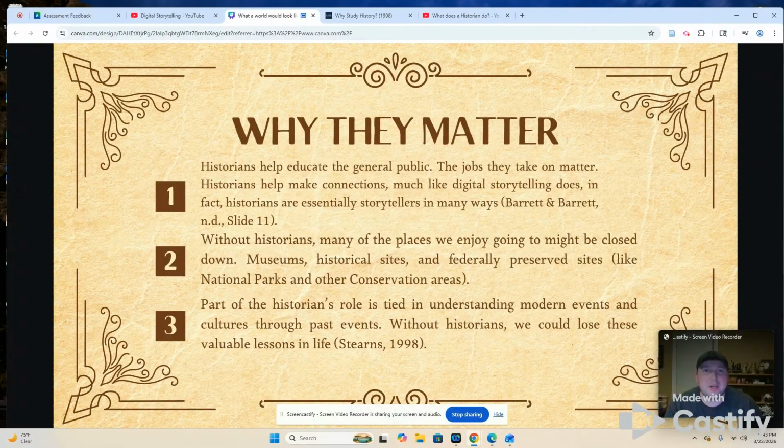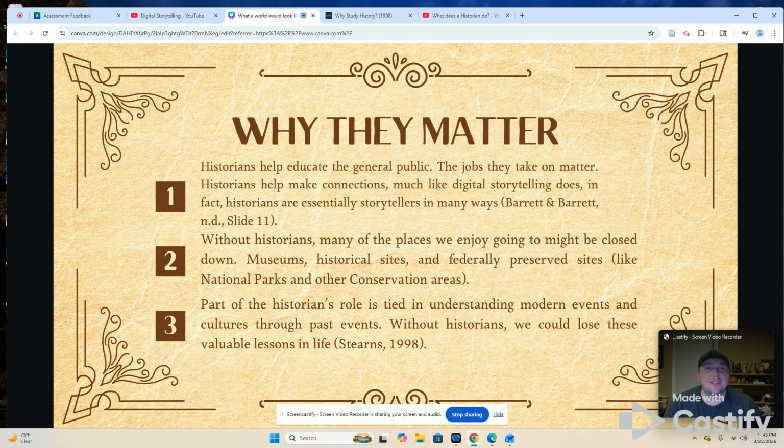Why historians matter. Why does a historian matter? What do we really use them for? What part do they play in this large story? Well, there are three main active roles that a historian plays in society.